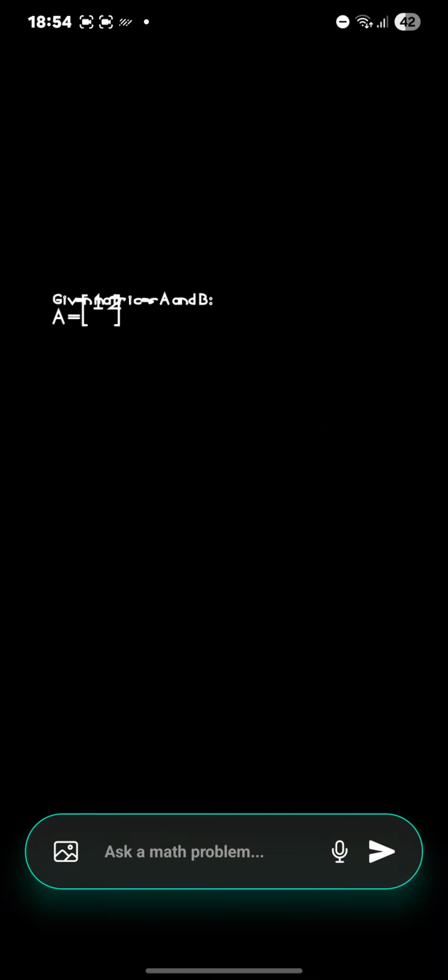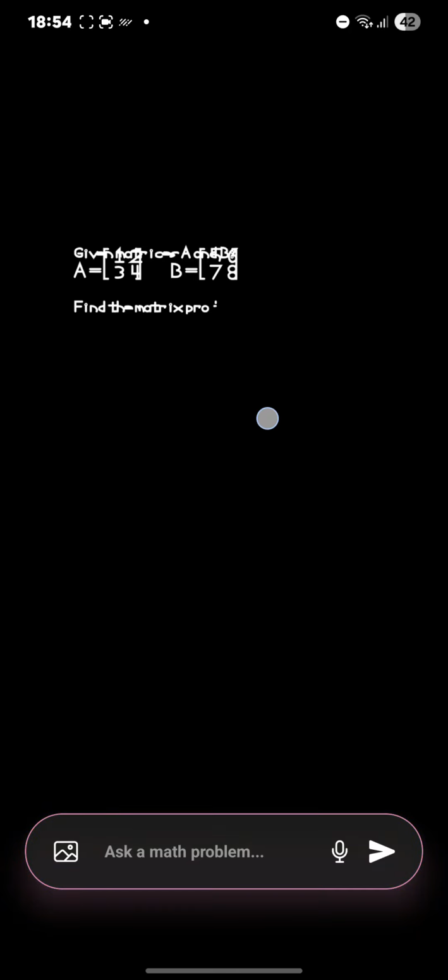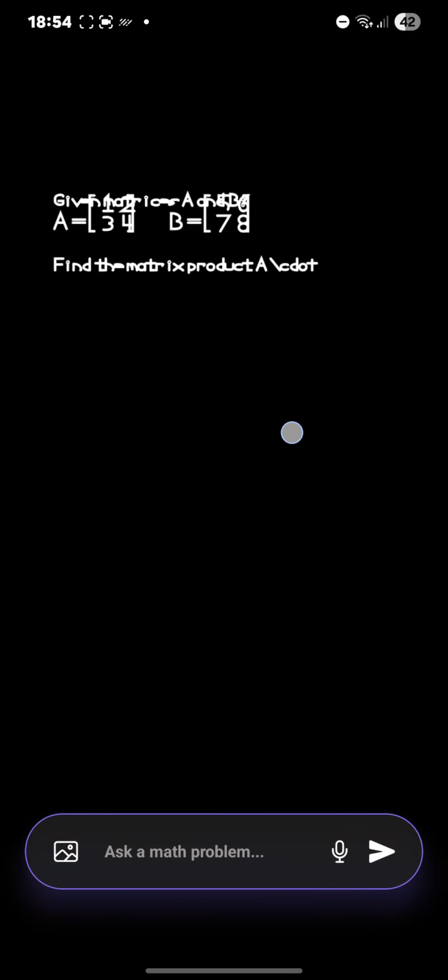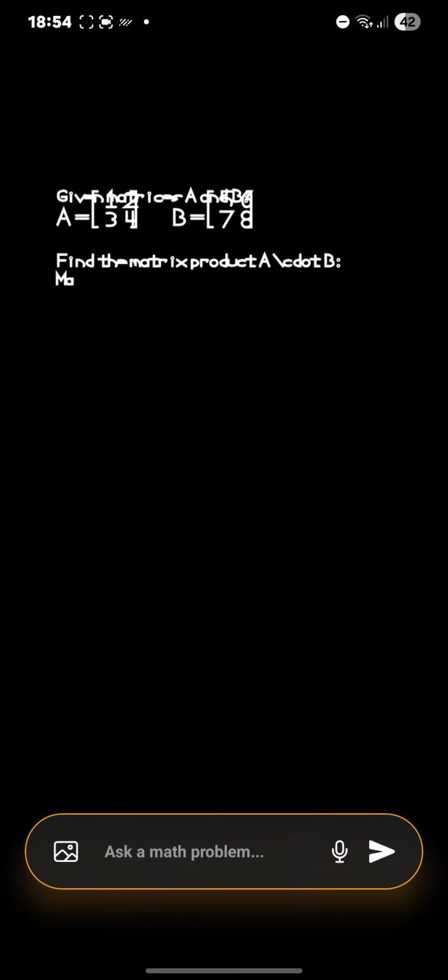A equals begin bmatrix 1 and 2, 3 and 4 end bmatrix, and B equals begin bmatrix 5 and 6, 7 and 8 end bmatrix. Find the matrix product A dot B. The matrix multiplication is performed as follows.